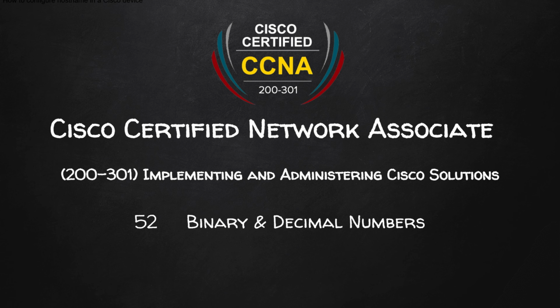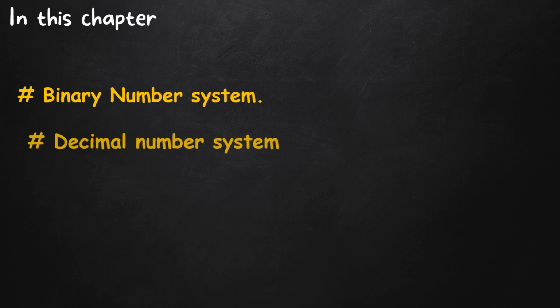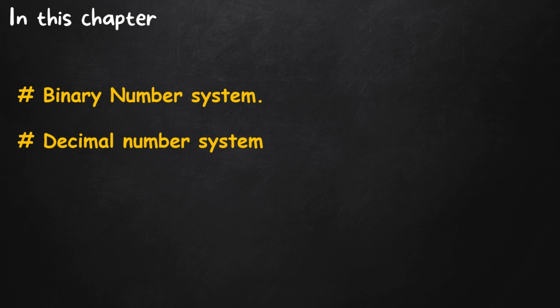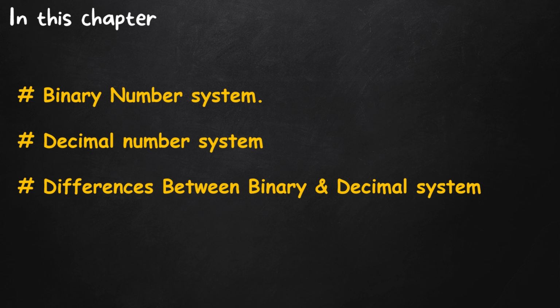Welcome to CCNA 200-301 Implementing and Administering Cisco Solutions, chapter number 52, Binary and Decimal Numbers. In this chapter, we will talk about the binary number system. Then we will talk about the decimal number system. And finally, we will talk about the differences between the binary and decimal systems.